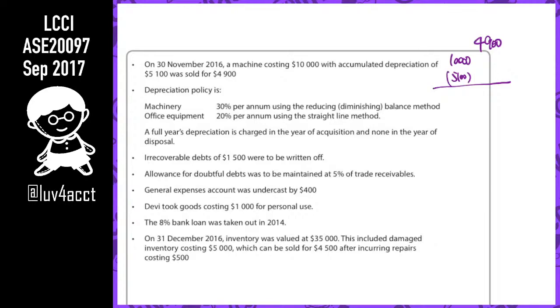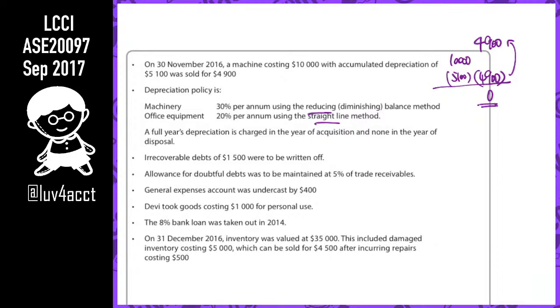Sometimes we're given the carrying value of the disposed assets, sometimes we're given the accumulated depreciation. This time it is given the accumulated depreciation. So the carrying value of the disposed asset is 4,900. That will be the same as the proceeds, so there will be no disposal gain or loss. Depreciation policy: machinery 30% reducing, and then office equipment 20% straight line.